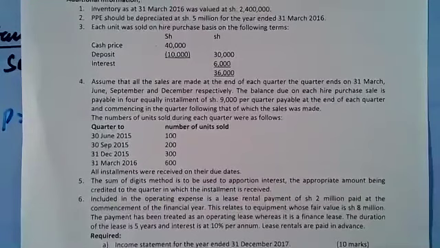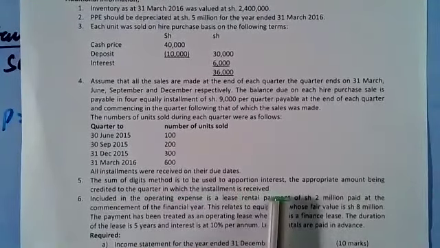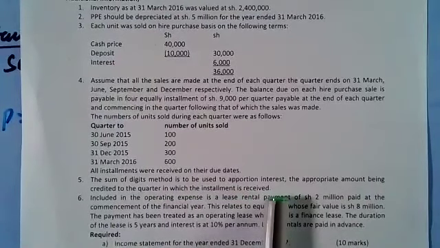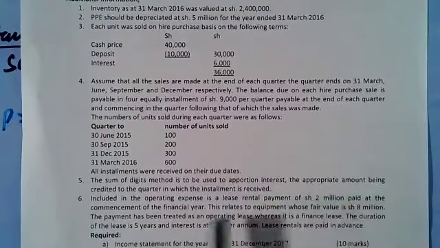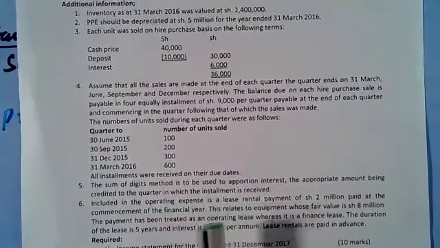Number 5. The sum of digit method is to be used to apportion interest. And I showed you how to use the sum of digit, the appropriate amount being credited to the quarter in which the installment is received.